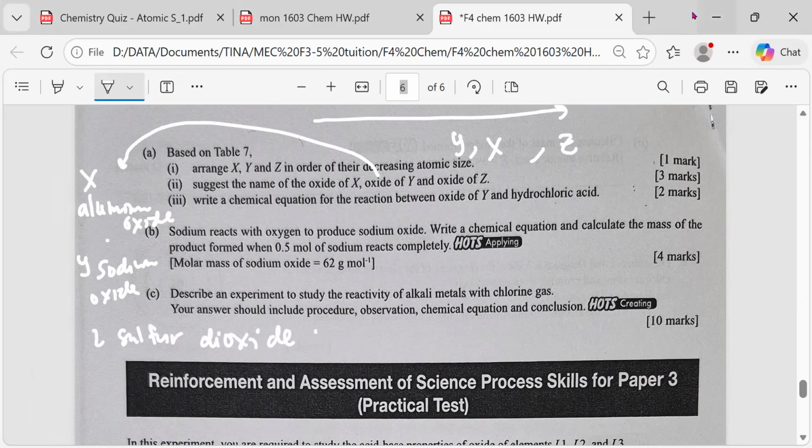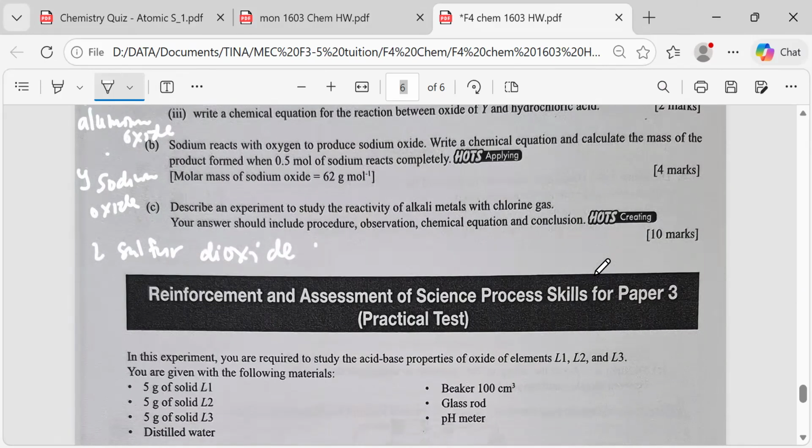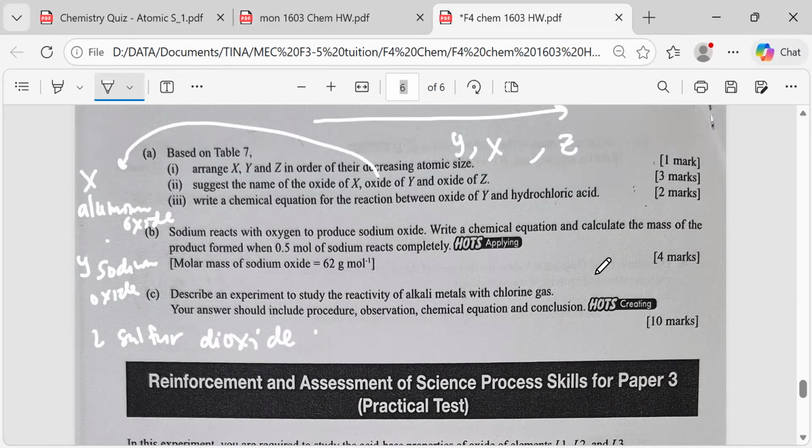Okay? All right. Write the chemical equation between oxide of Y and hydrochloric acid. Oxide of Y is sodium oxide, and hydrochloric acid. Acid and base, you get salt and water. Okay?